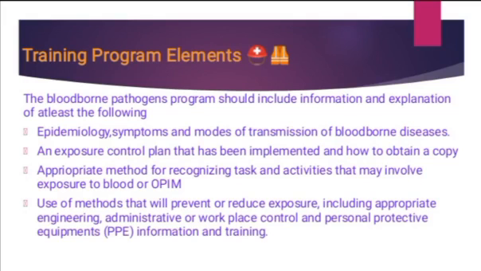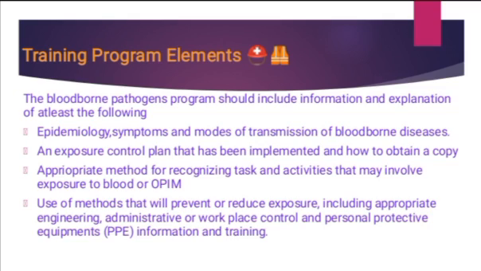Then it says the training program elements. The bloodborne pathogen program should include information and explanation of at least the following: the epidemiology, the symptoms, and modes of transmission of bloodborne diseases, which is all we have been talking about since the beginning of the training. Then also an exposure control plan that has been implemented and how it can be obtained. The exposure control plan of the company, and how the employees can have a copy of it to help guide them in their work process.